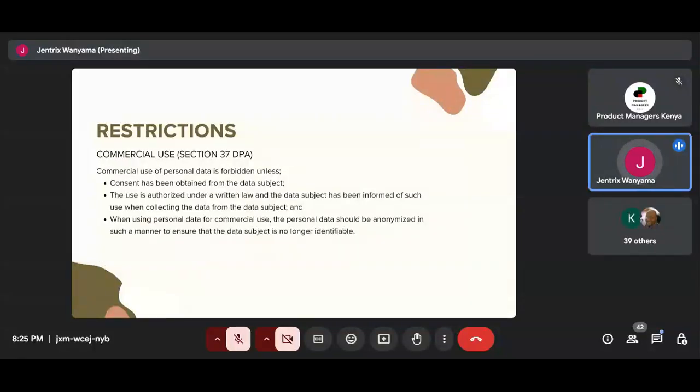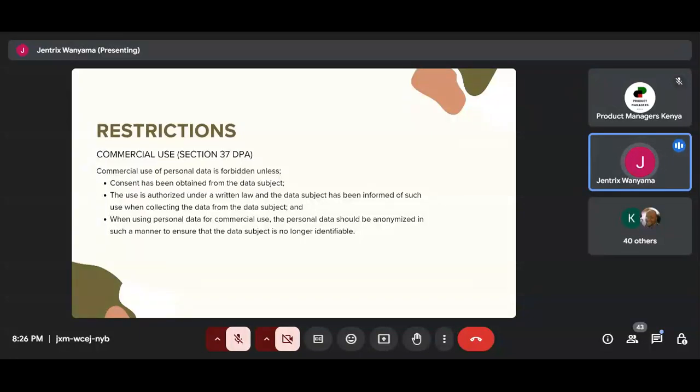The other restriction we have is commercial use, and we'll be covering this a bit later under image rights. But basically, you are forbidden from using the data subject's data for commercial use unless these three criteria are met. So first of all is consent. We've already talked about consent, it's the most important bit. The other one is maybe there's an authorization under a written law, and the data subject has been informed of the use when you're collecting it.